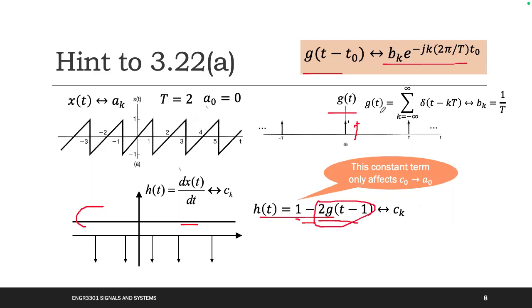For this part, we have the FS coefficient of g(t), 1 over T. But to get this one, we need to shift first, and for the shift we have this equation. So for c_k, we have negative 2 multiplied by b_k multiplied by e to the power of negative j k pi, because here the period is 2. That makes sense to you? And then what is b_k? It is obvious: b_k is just the FS coefficient of g(t).